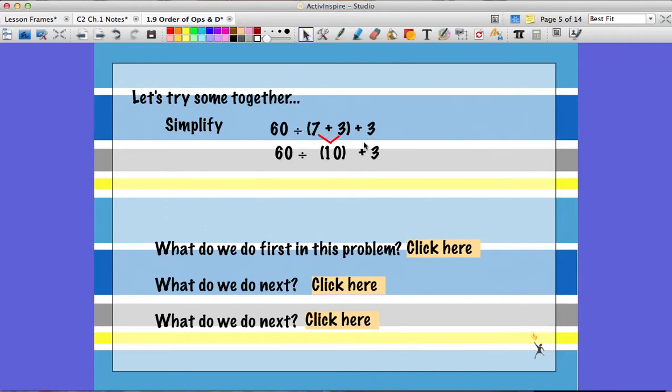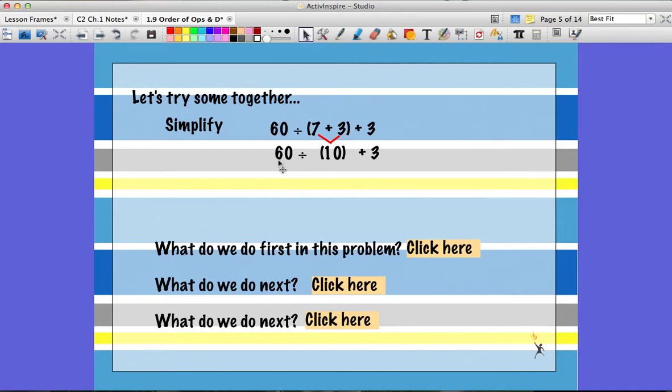I don't do multiple steps at a time because that's where students make a lot of mistakes. They try to do too much at once, and then they end up doing something before they should have or with incorrect numbers. So now I look and what do I do next? Well, I don't have any exponents, and I don't have any more parentheses.